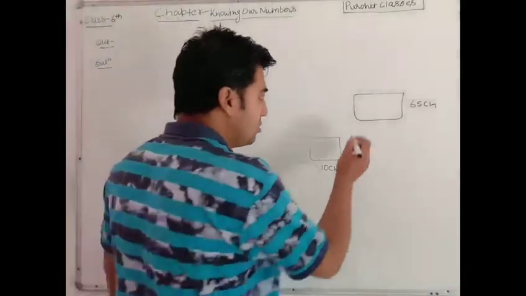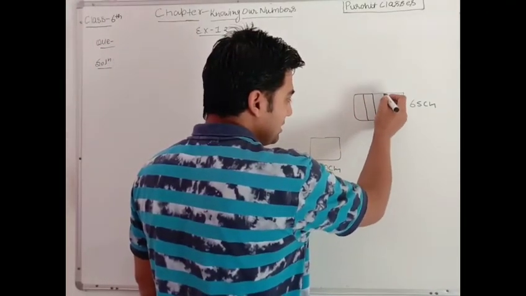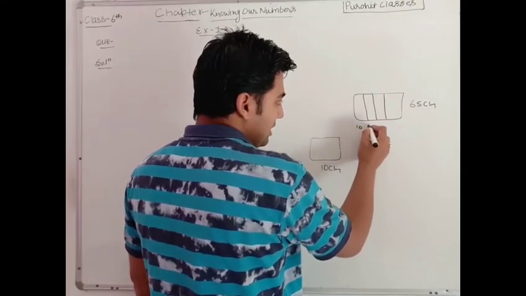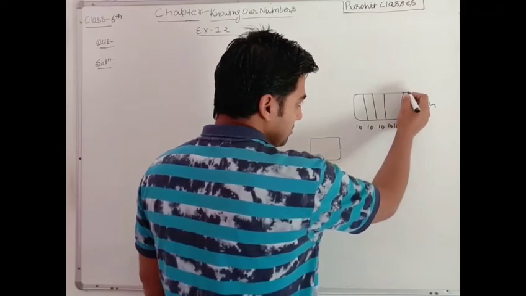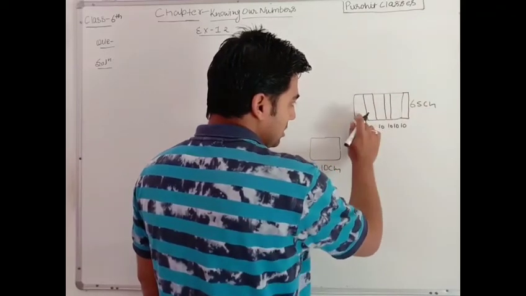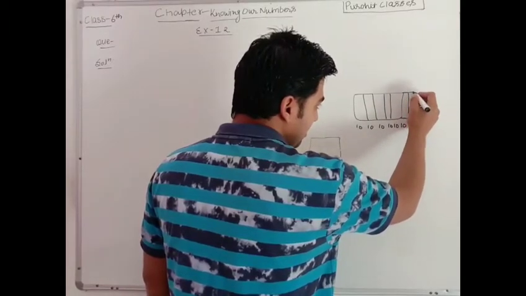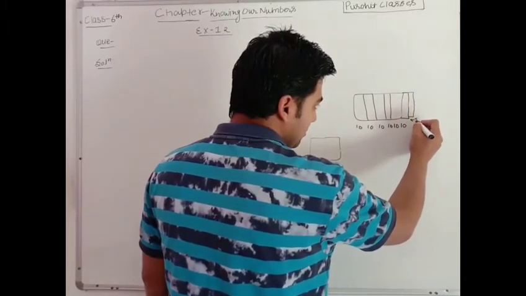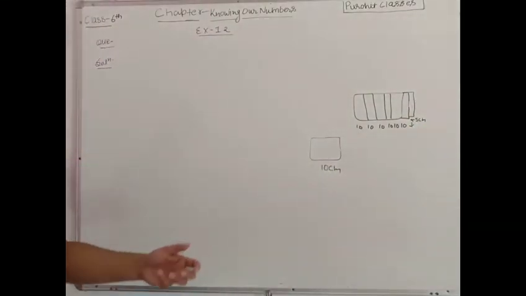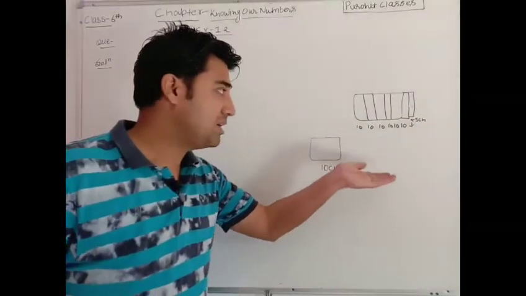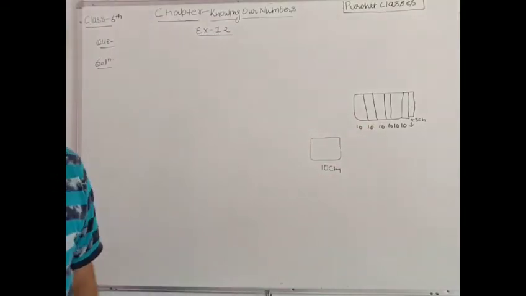Simply, what a tailor will do is divide this 65 centimeter into equal parts of 10 centimeter. So this will be 10, 20, 30, 40, 50, 60, and here it will remain with 5 centimeter. Understood? So basically, which operation of mathematics are we using here? We are dividing 65 centimeter into 10 centimeter parts.